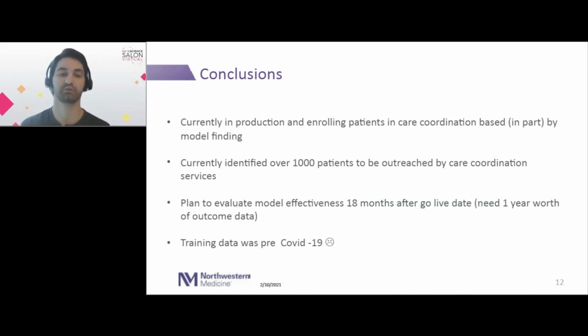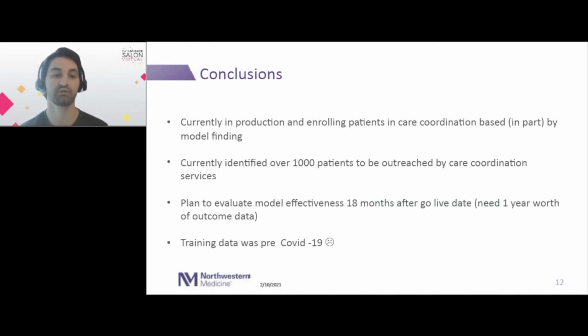So I just wanted to go through some conclusions. This is currently running in production, and care coordination is enrolling patients into their services based in part off these model findings. This is only for diabetic patients. They have many other high-risk patients that they care for. They currently have identified over 1,000 patients to be outreached based off of the model's predictions.